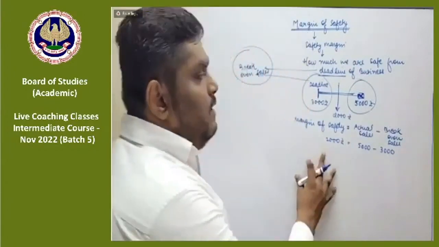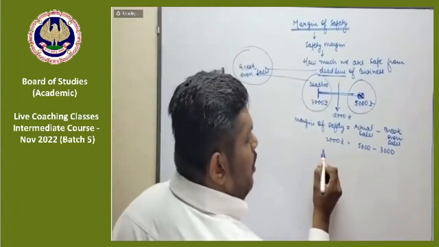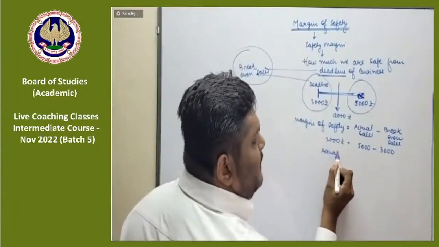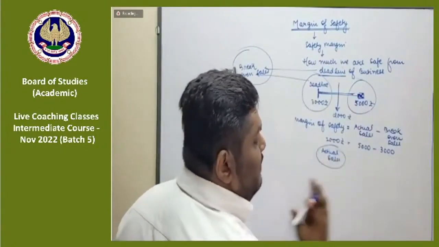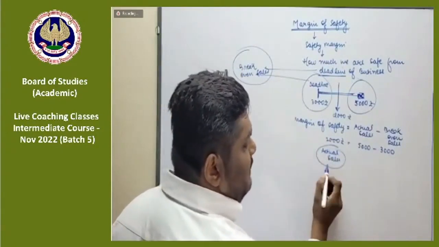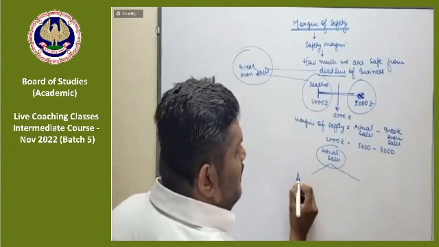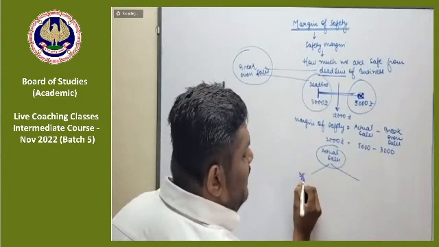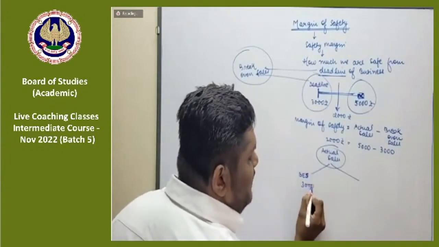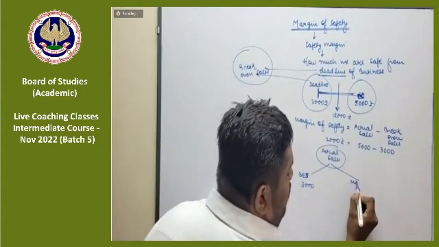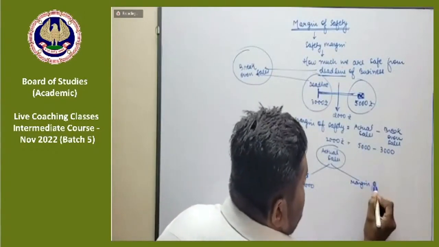If you have any doubts in this part, you can ask me. We can say our actual sales can be divided into two parts. The first part is where we recover our fixed cost, that is our break-even sales, 3,000 rupees. And the extra sales over and above break-even sales is what? Margin of safety sales.